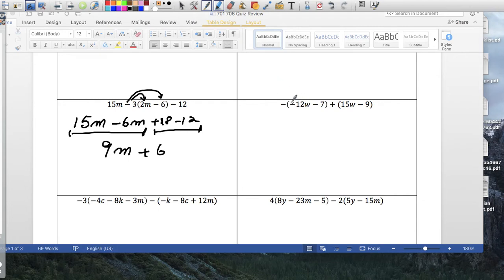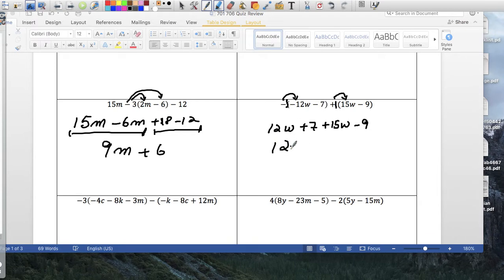Here, be careful. If you like, put a 1 in front of here, right? In front, outside the parentheses. So it's a negative times a negative. It's a positive, so just 12w. Negative 1 and negative 7 is positive 7. There's also a 1 here if you want to think about that. So it's just going to be the same thing, 15w. And positive times a negative is a negative, and that's it.